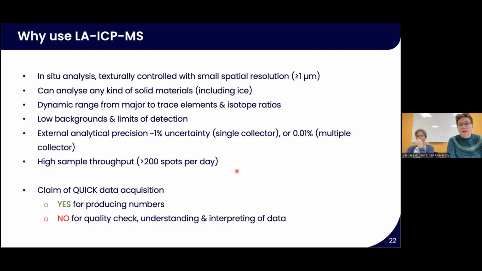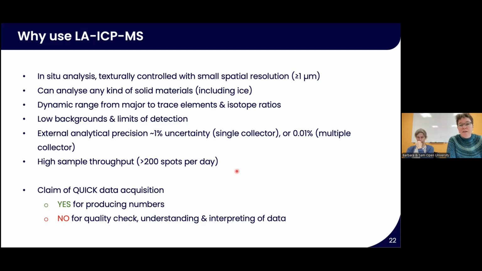And the dynamic range for element concentrations that you can analyze ranges from major elements to trace elements and also allows isotope ratios, so it covers the whole range. And this is because we have quite low backgrounds and low limits of detection. The external analytical precision depends a bit on what type of instrument you have. Usually for a single collector, you're around 1%, whereas a multi-collector allows you a precision of 0.01%.